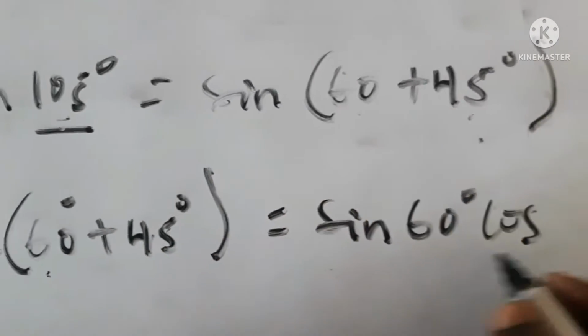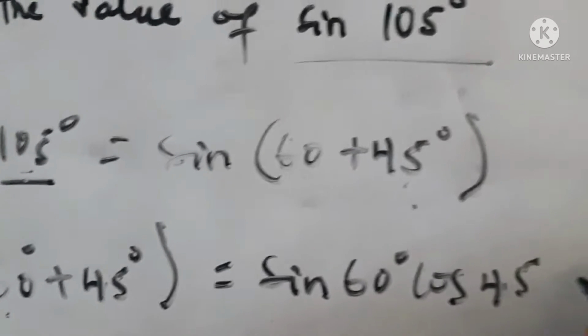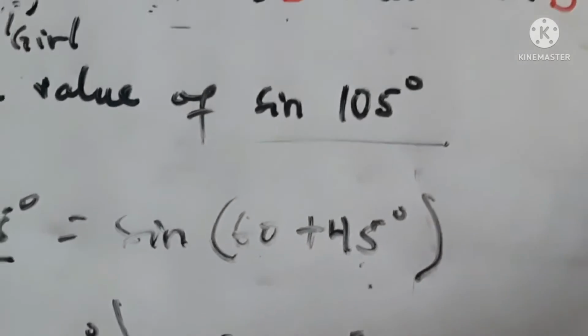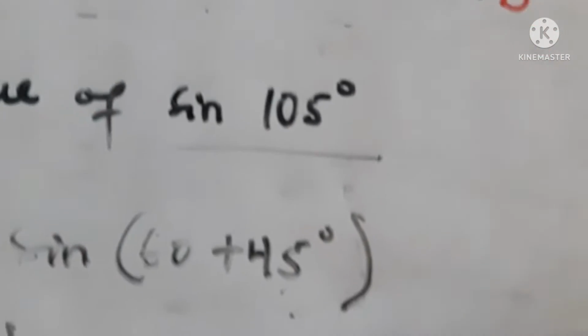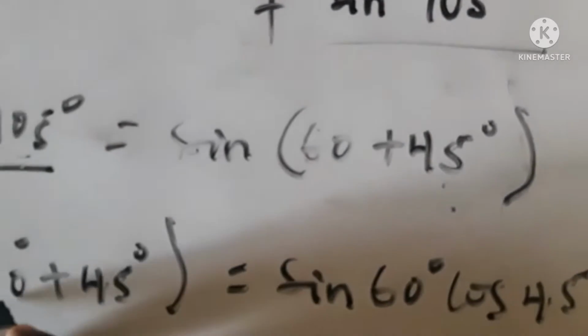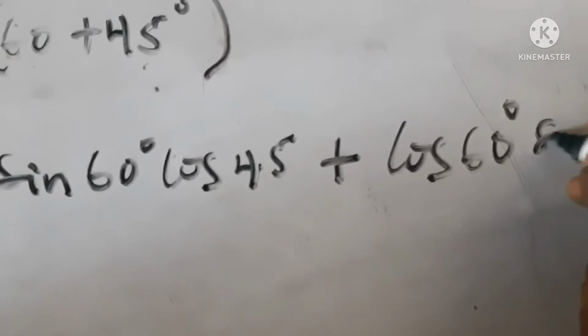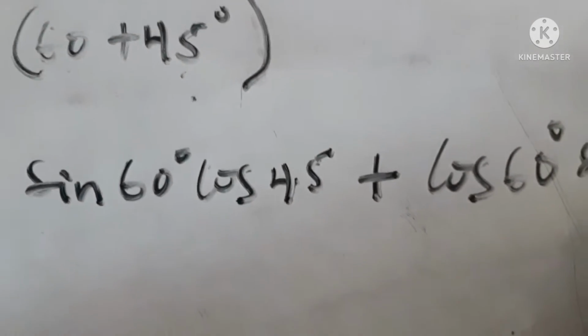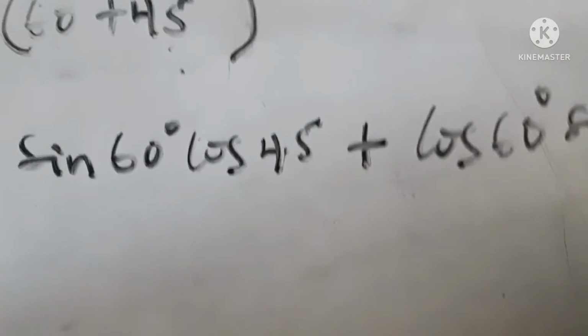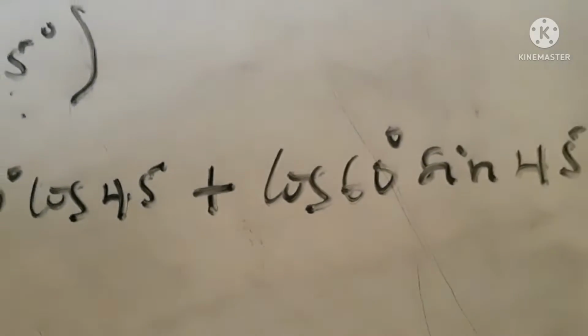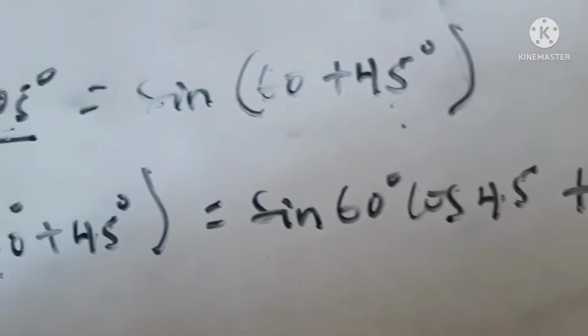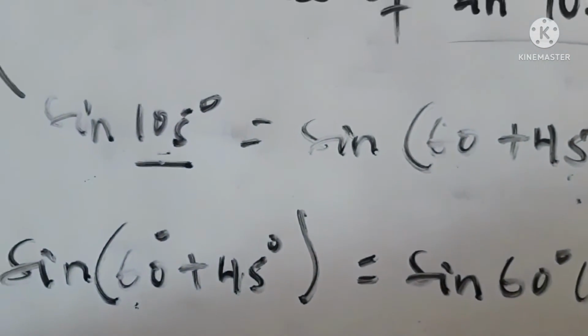B is the second person, that is 45, then plus, right? So plus what? So who came here? Cos a. So cos a is 60, right? So a is 60 degrees, and then sine of what? Sine of b, that is 45 degrees, right? So this is very simple and straightforward. Is that okay? So this is how you split up this type of problem.